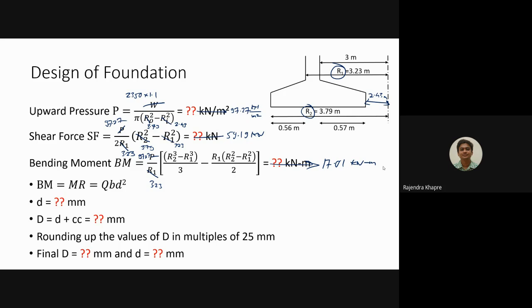Okay, so for working stress method, bending moment is nothing but the moment of resistance, which is equals to QBD square. So the bending moment value, just now we have calculated, is 17.01 into 10 to the power 3. Your B value will be 1000. What will be your Q value? 1.527. Okay, give me the value of D then. Sorry, this is 17.07 into 10 to the power 6, not 3.